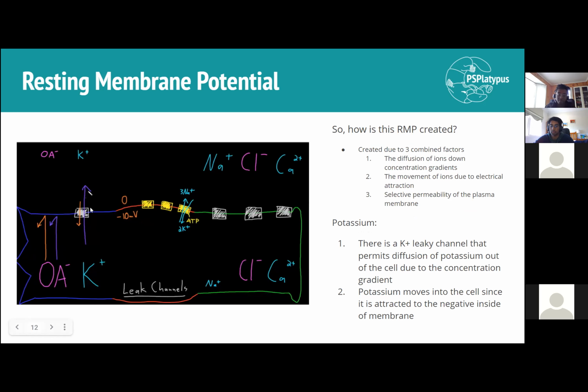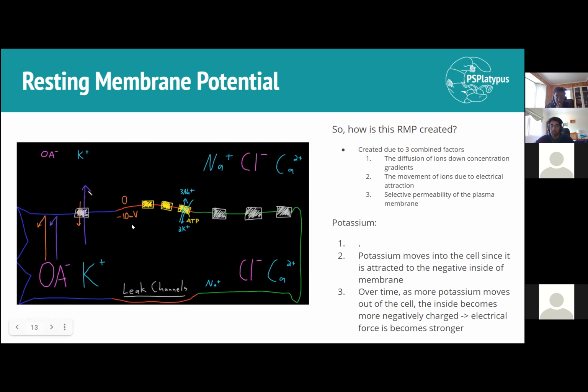At the same time, as potassium moves out of the cell, it's going to make the inside of the cell less positive, or more negative. What that means is potassium is going to want to move into the cell, since it's attracted to the negative inside of the membrane. So you have two opposing forces: the concentration gradient pushing the potassium out, and the electric gradient pushing the potassium in.